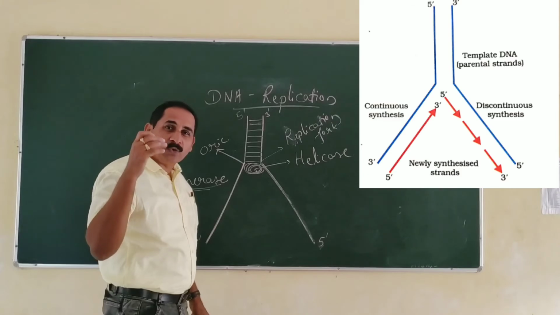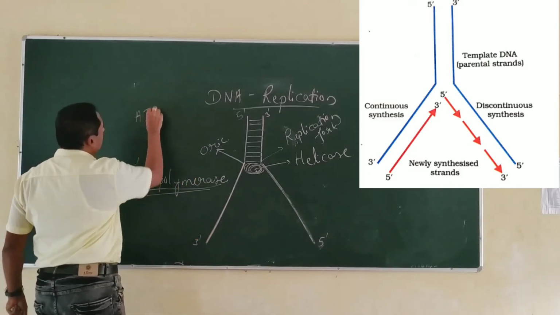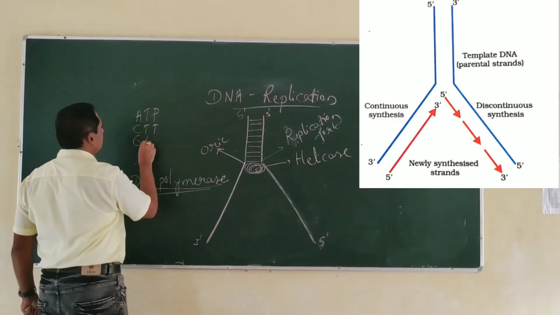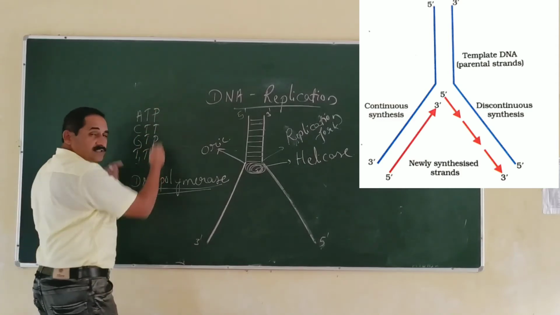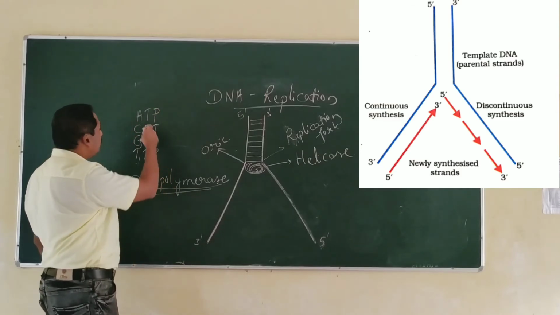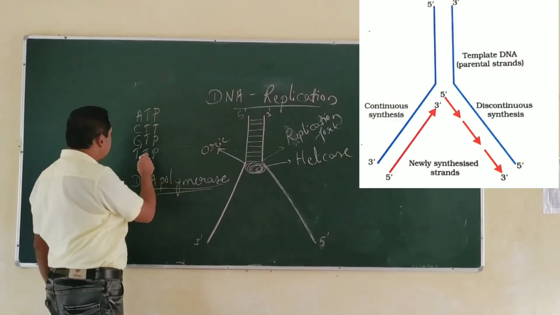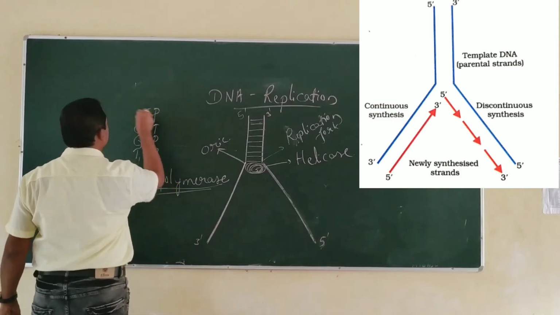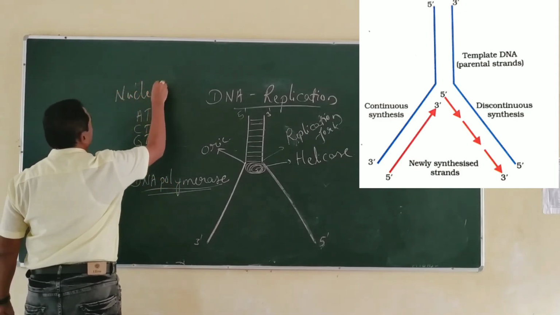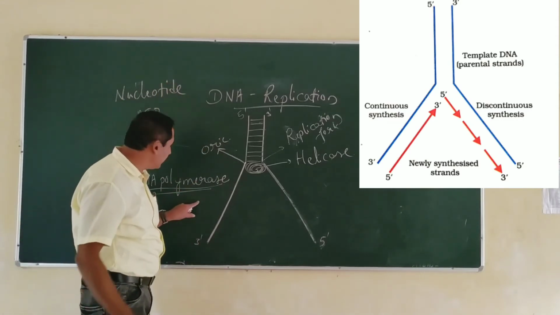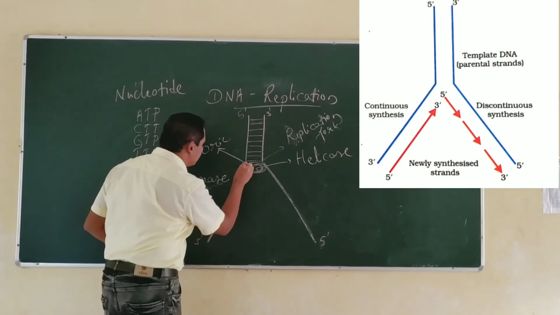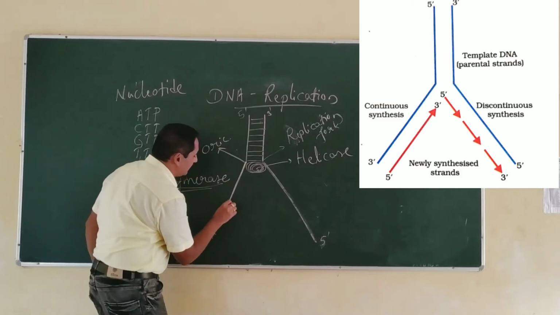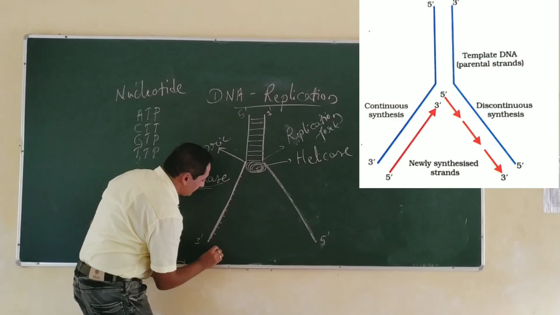It needs a source of energy like ATP, CTP, GTP, TTP, that is adenosine triphosphate, cytosine triphosphate, guanosine triphosphate, thymine triphosphate. All these are sources of energy which activate the nucleotides. After activation of the nucleotides, the DNA polymerase enzyme initiates the synthesis of a new strand complementary to the parental strand.